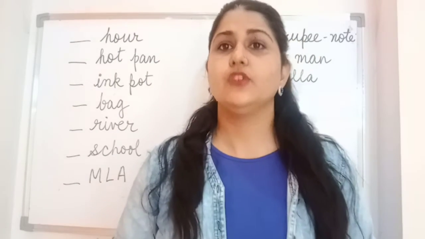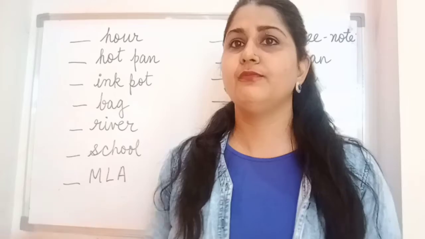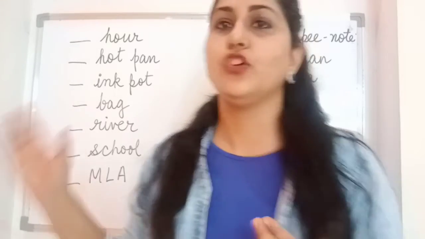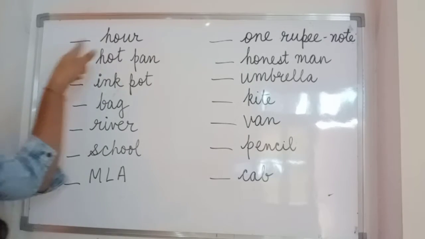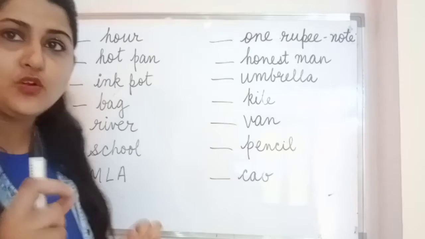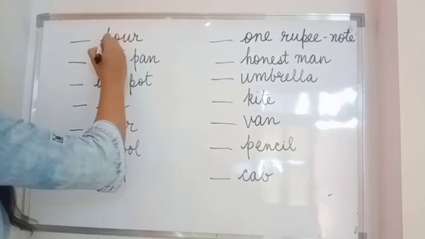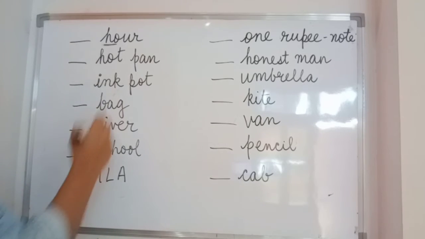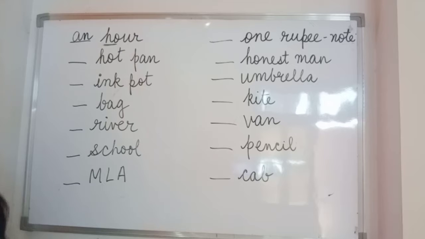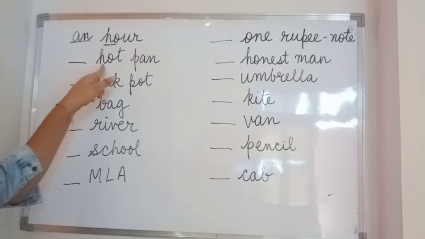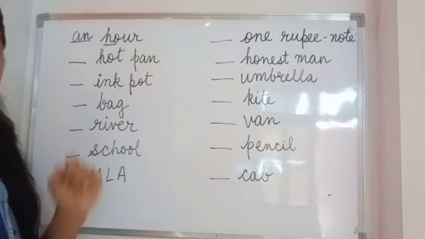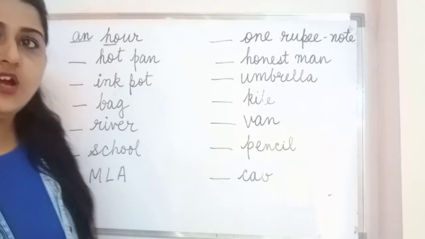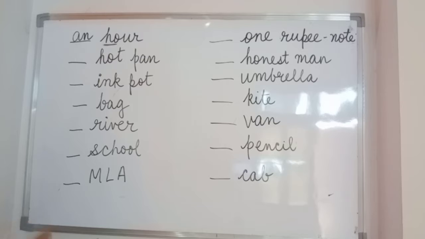Now let's discuss how and when to use a and an by watching more examples. Now look here. The first word is hour. It's starting with a consonant h, but its pronunciation is ou. We can hear a vowel sound. So what will we use? An hour, right. The next is hot pen. The first sound is h, that means it is a consonant sound, then we will use a.